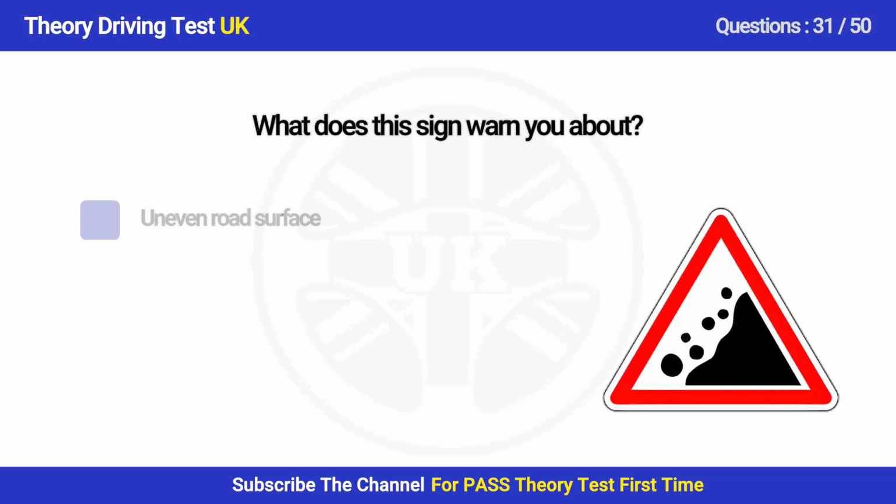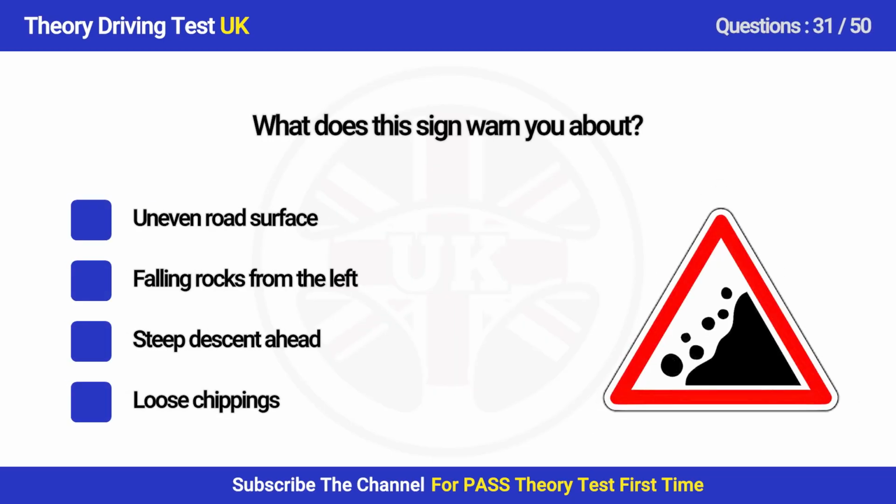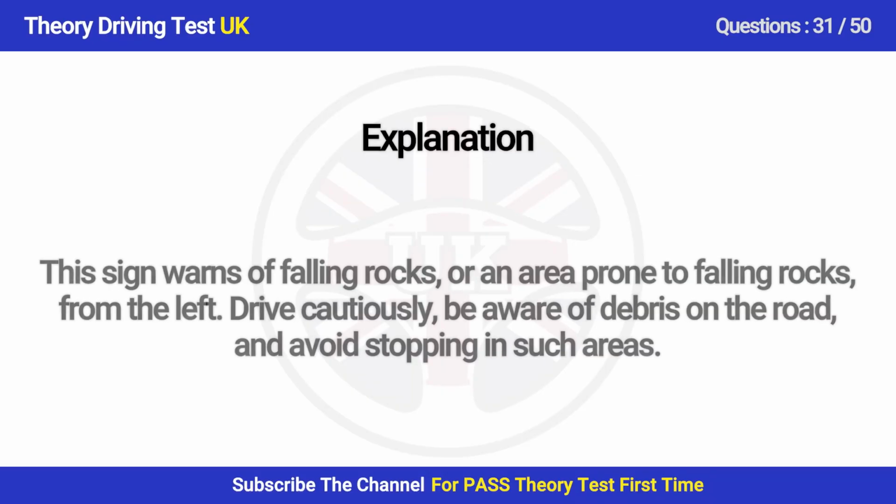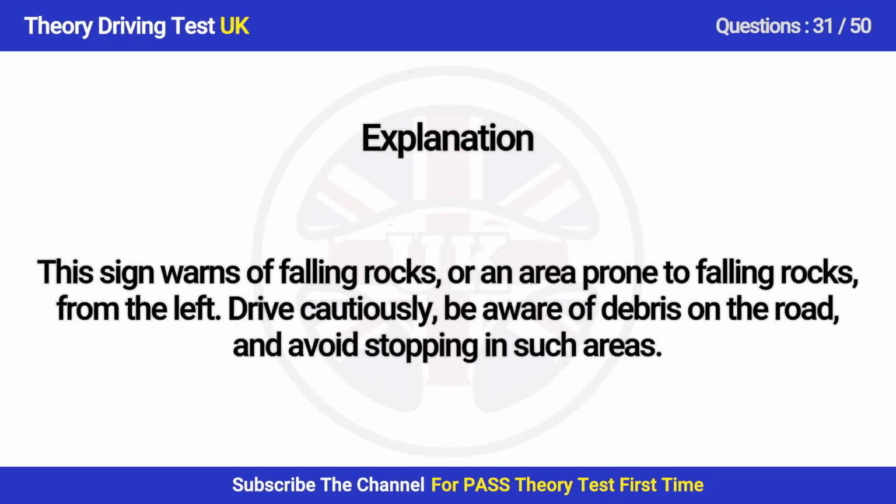Question 31. What does this sign warn you about? A. Uneven road surface. B. Falling rocks from the left. C. Steep descent ahead. D. Loose chippings. Answer is B. Falling rocks from the left. This sign warns of falling rocks or an area prone to falling rocks from the left. Drive cautiously, be aware of debris on the road, and avoid stopping in such areas.